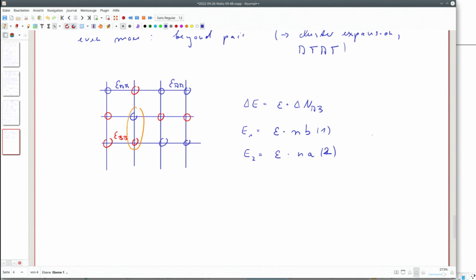This in B or in A and B denotes a number of A or B neighbors of site I.